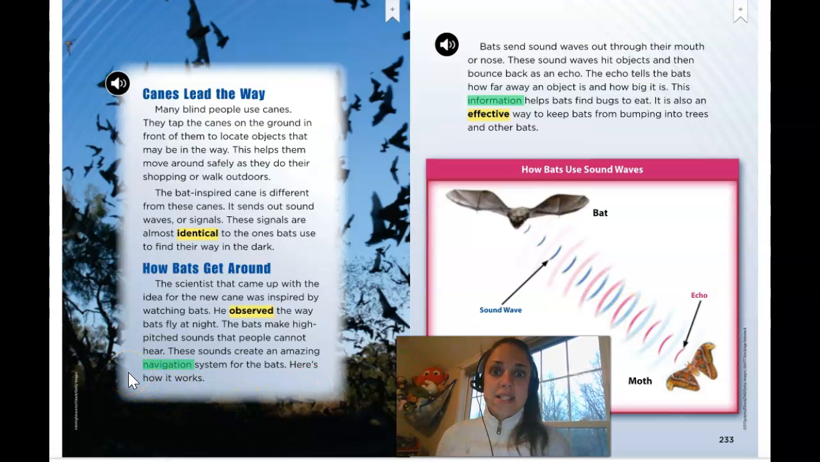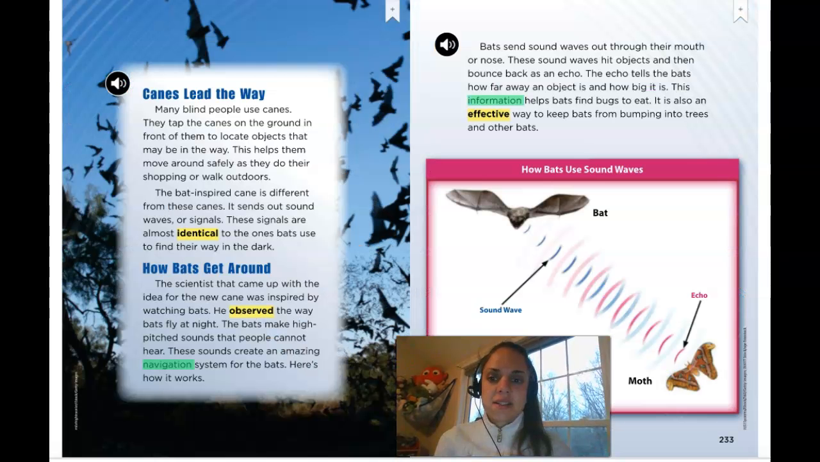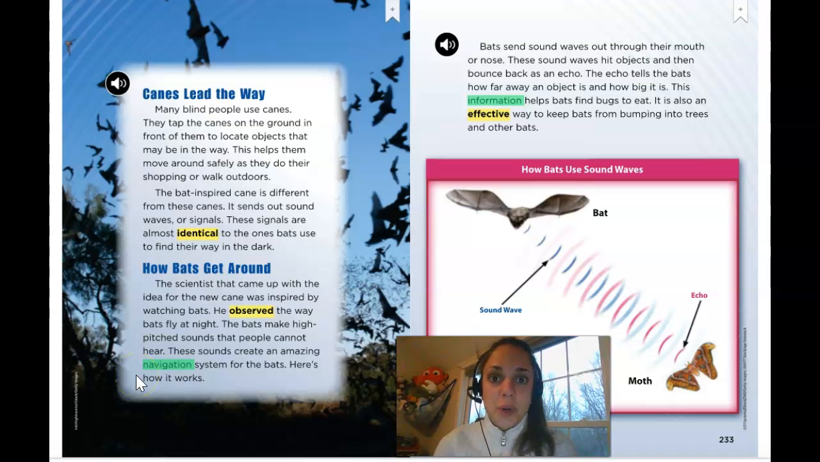Let's look at this next word to try and find the root word. Navigation. These sounds create an amazing navigation system for the bats. I see all three of these words have a suffix in common. Inspiration, inventions, navigation. That helps me to identify the root word. They all three have shun in common. So what do you think the basic word, the base word, or the root word is?